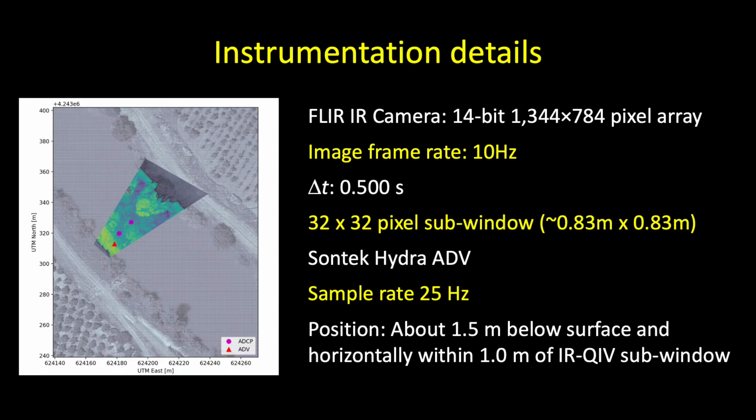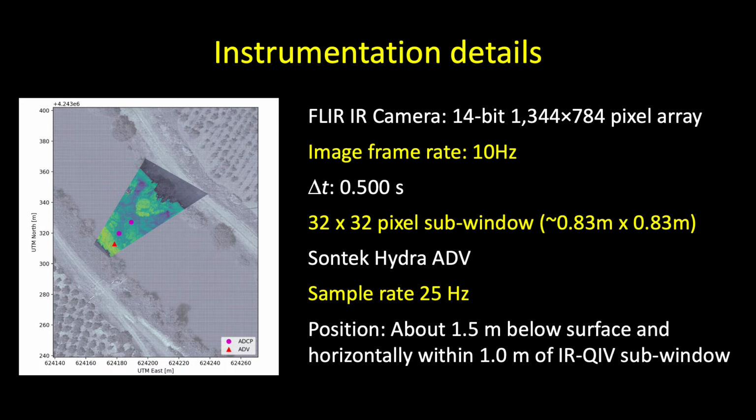We ran the imager at 10 hertz. We used a delta T, or time between images we analyzed, of 0.5 seconds. We'll come back and talk about that again in a minute. We analyzed the images everywhere in a 32 by 32 pixel subwindow. We did not georeference the images before doing the analysis. We georeferenced after. The typical spatial scale is about 0.8 by 0.8 meters. Of course, we're viewing obliquely, so it's a function of where we are in the image field.